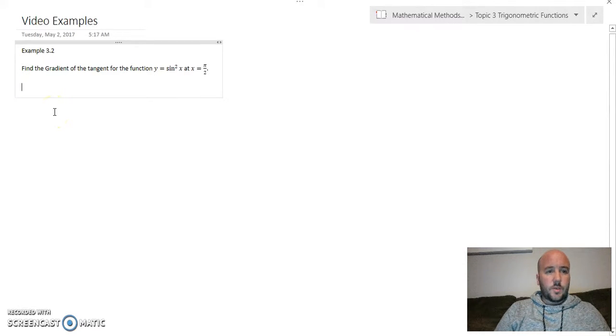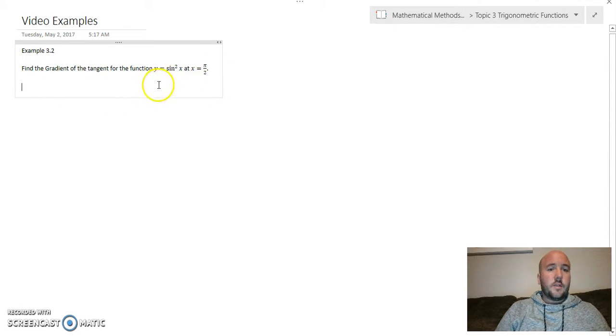For example 3.2, we're looking at making use of a similar process to what we did in topic 1 and 2, this time finding the gradient, so how steep our curve is, of the tangent to the function y equals sine squared x at a given x coordinate of pi over 2.